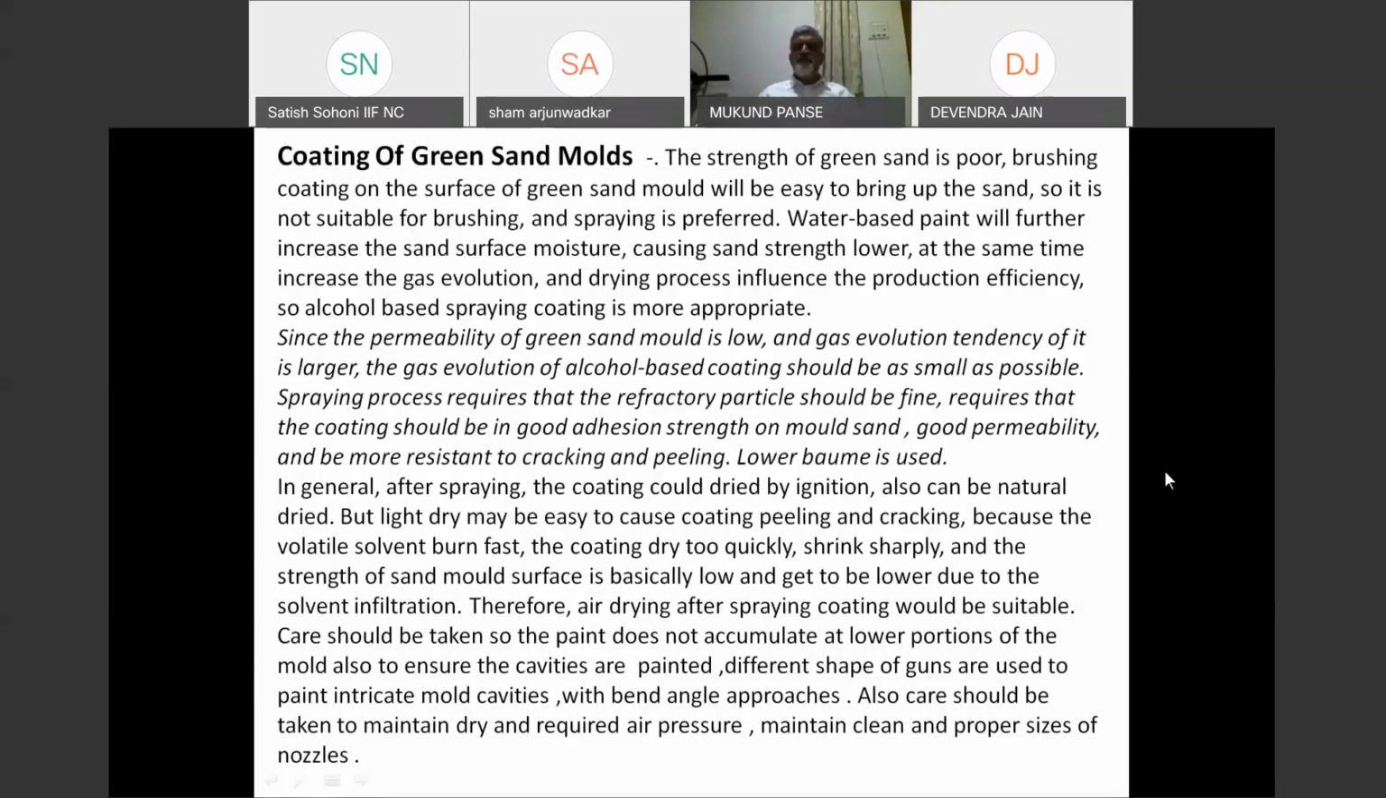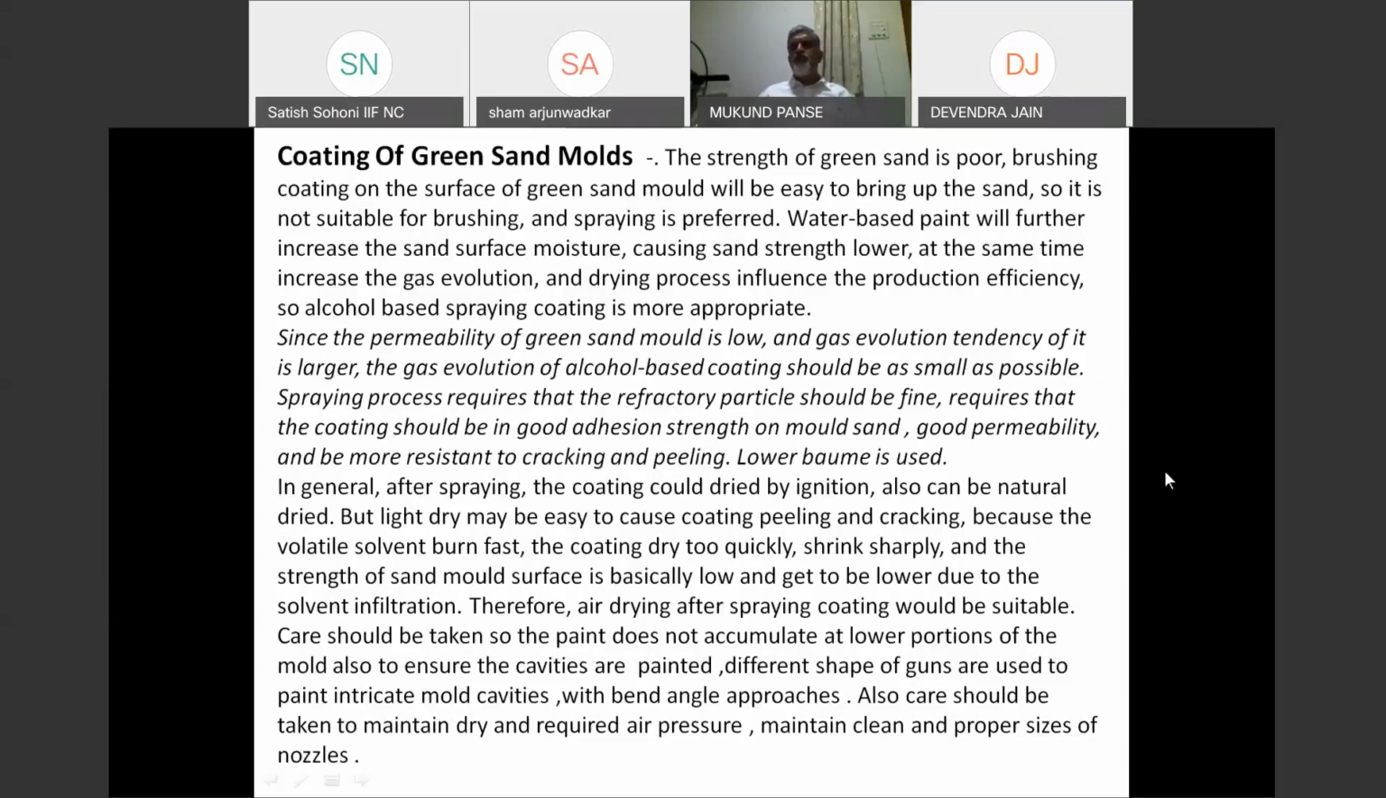Green sand should be used mostly for spray painting of alcohol-based paint, and those paints should be ignited, taking care that they don't accumulate at the bottom portion. Excessive paint is not there, so it will not form gases. It is good adhesion to the mold surface. After spraying, the coating could get ignited, or it could be naturally dried. Natural drying is difficult because you will have to give a lot of time.